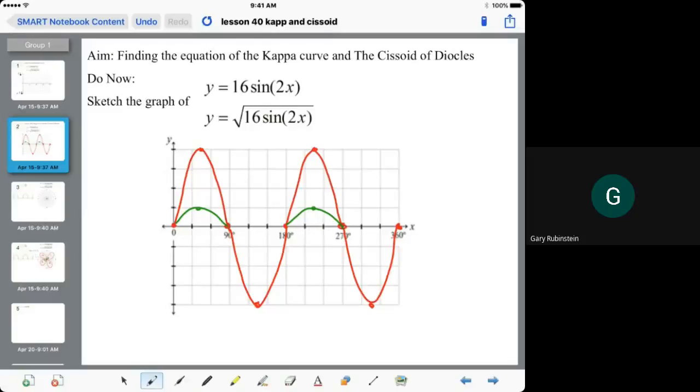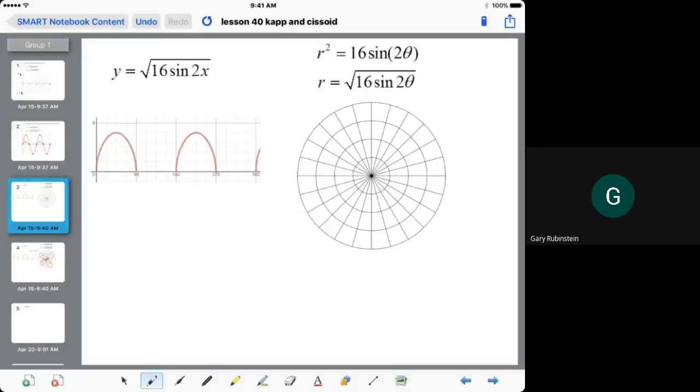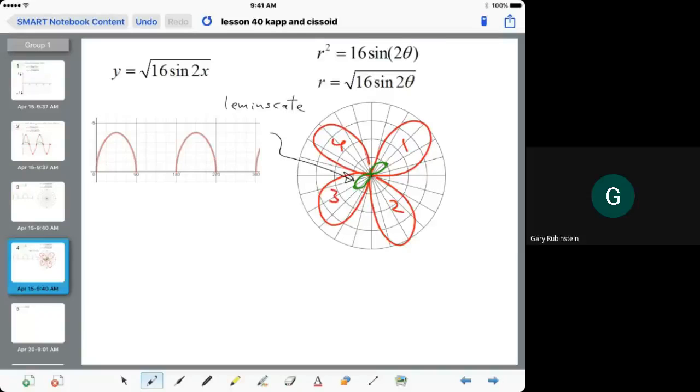So what that means is when I graph it in polar, whether I call it r squared equals 16 sine 2 theta, or if I take the square root of both sides, r equals square root of 16 sine 2 theta, either way, we end up with a figure 8 looking thing, that green thing, not the red one. The red is if it was just r equals 16 sine 2 theta.